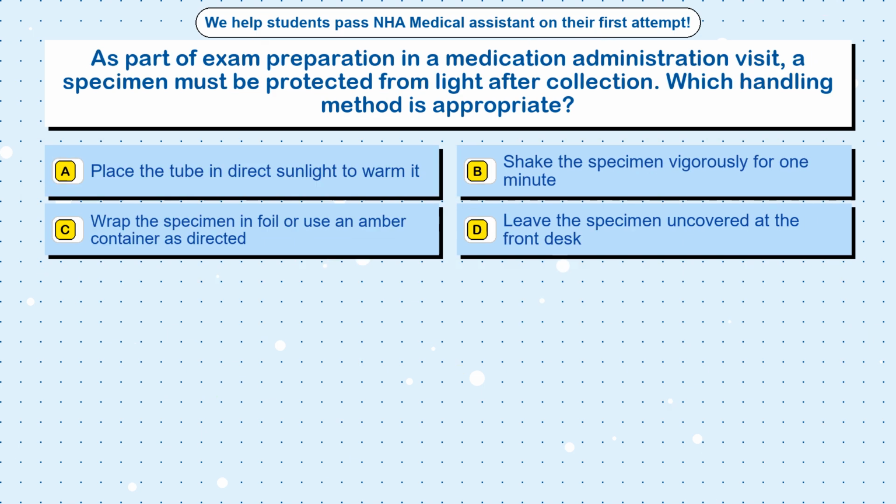Question 72. As part of exam preparation in a medication administration visit, a specimen must be protected from light after collection. Which handling method is appropriate? Option A. Place the tube in direct sunlight to warm it. Option B. Shake the specimen vigorously for 1 minute. Option C. Wrap the specimen in foil or use an amber container as directed. Option D. Leave the specimen uncovered at the front desk.